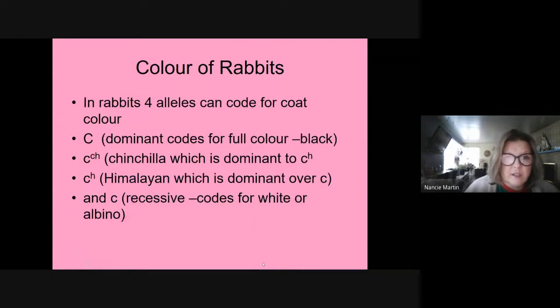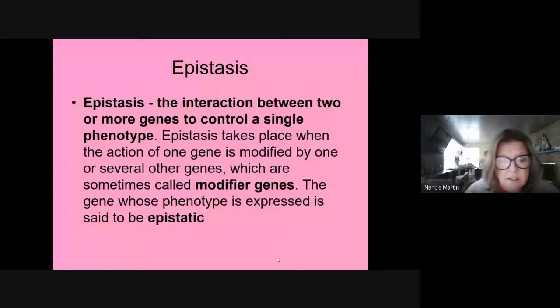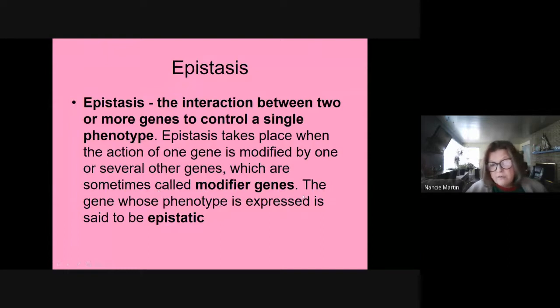But first of all, I'm going to talk about epistasis in a little bit more detail, and then we'll do some problems on that too. So you've probably already read this, at least I hope so, but epistasis is the interaction between 2, and it can even be more genes, to control a single phenotype. So epistasis takes place when the action of one gene is modified by one or several other genes, which are sometimes called modifier genes. The gene whose phenotype is expressed is said to be epistatic.